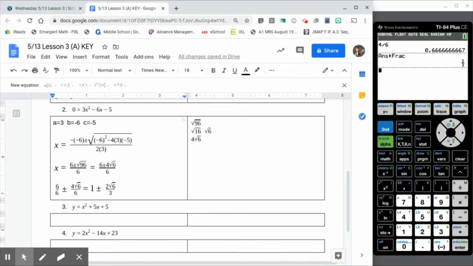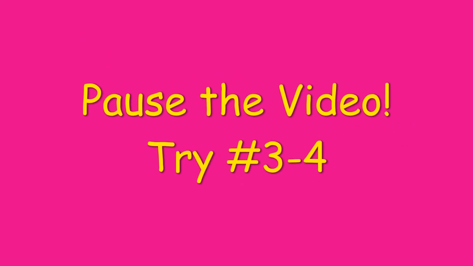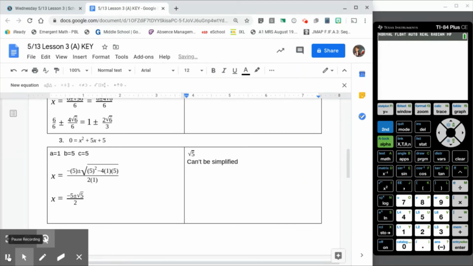Okay, so we did 2 examples together. I want you to give numbers 3 and number 4 a try on your own. Okay, let's take a look at number 3. Number 3 was actually simpler than the other 2 that we did together, mainly because the radical 5 that you get at the end cannot be simplified as a radical. And when you split this, we cannot simplify that any further. Okay, we want to keep those improper fractions, by the way. If you're thinking -5 over 2, we want to keep that as an improper fraction.